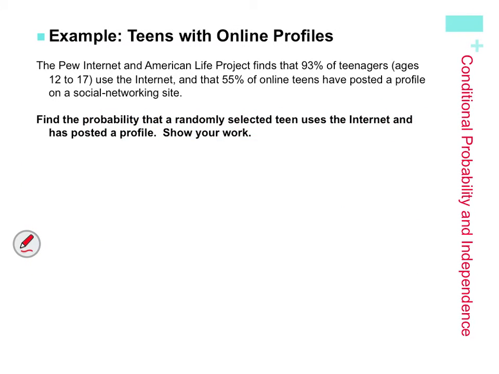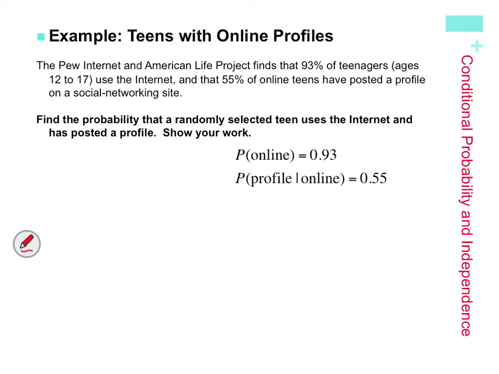Let's take a look at an example so we can see how this works. The Pew Internet and American Life Project finds that 93% of teenagers ages 12 to 17 use the internet, and that 55% of online teens have posted a profile on social networking sites. Find the probability that a randomly selected teen uses the internet and has also posted a profile. So they are doing both things. In a Venn diagram, this would be the overlap.